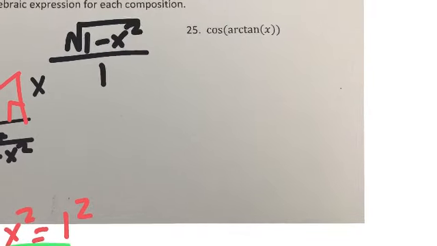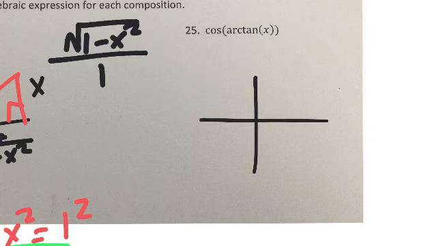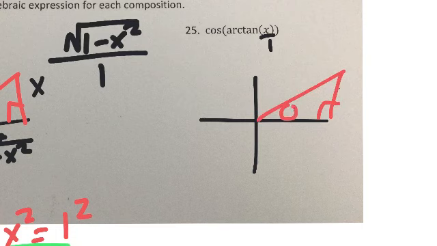Let's look at another one similar. Cosine of the arc tangent of x. Again, we're just going to assume we're in the first quadrant. That arc tangent of x, that x is a ratio of sides. It's the opposite over the adjacent. So I can put it over 1, which means my adjacent side is 1. When I draw this out, this is the angle I'm looking for, theta. Tangent is opposite over adjacent.